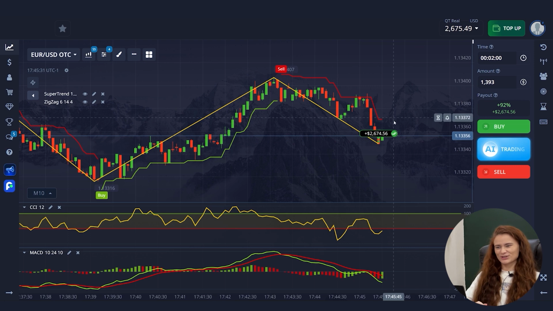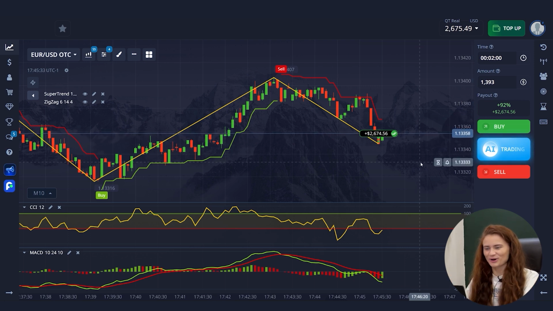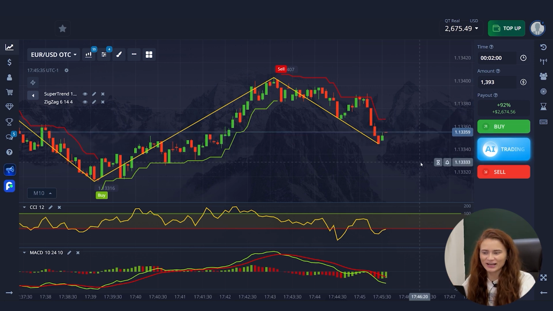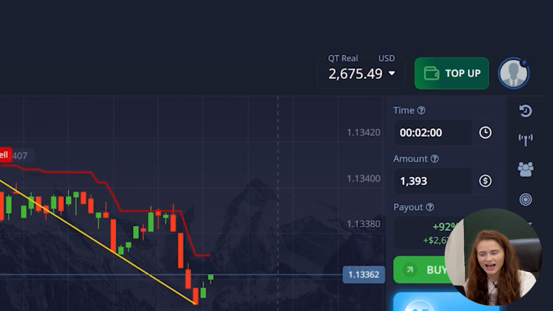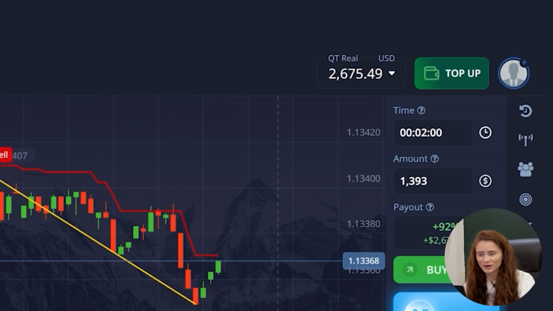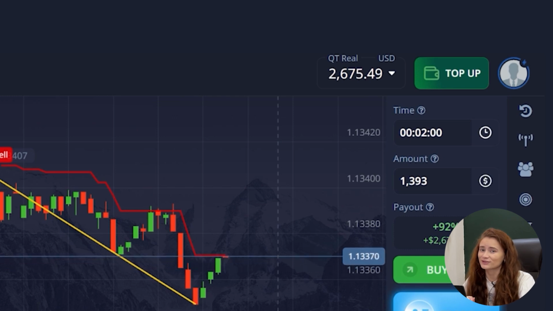And it's an amazing result, guys. The last trade is also profitable, and that increases my account to $2,675, friends. And this is several times more than the capital I started with. This strategy really works, and I think on it we can finish our trading session for today.